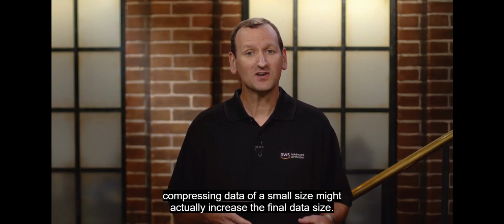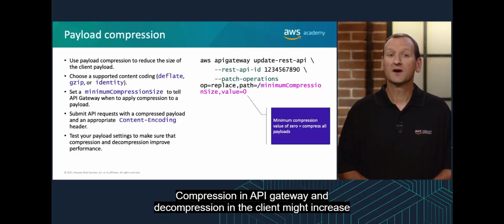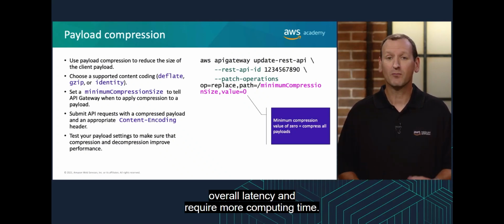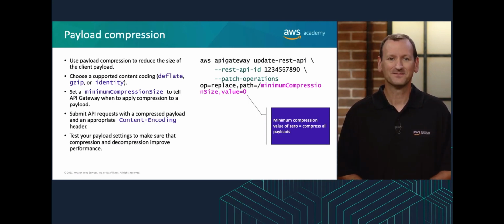Compressing data of a small size might actually increase the final data size. Compression in API Gateway and decompression in the client might increase overall latency and require more computing time. Run test cases against your API to determine an optimal value.